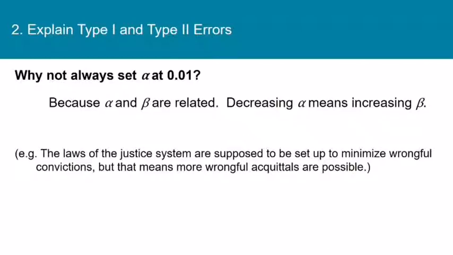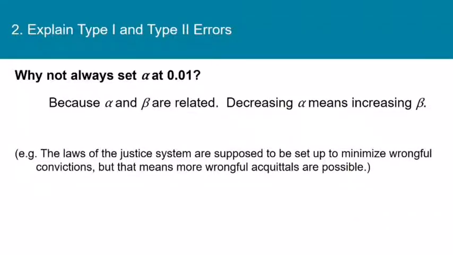For example, the laws of our justice system are supposed to be set up to minimize wrongful convictions, but that means by definition that more wrongful acquittals are possible too. Does that make sense? If we fix it where it's hard to convict innocent people, that means by definition it's harder to convict guilty people as well, so every now and then a guilty person's going to go free.